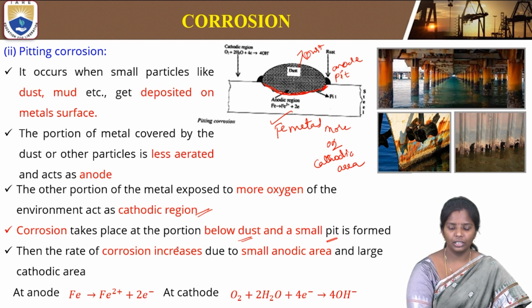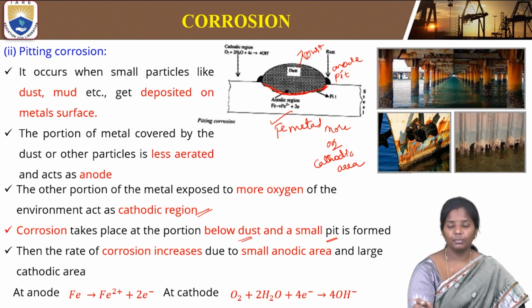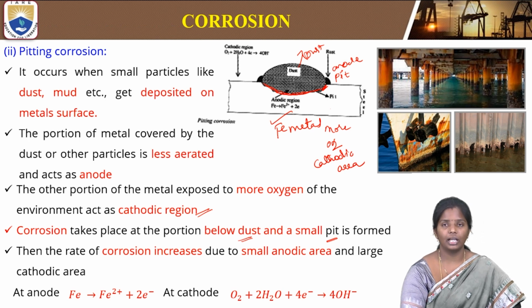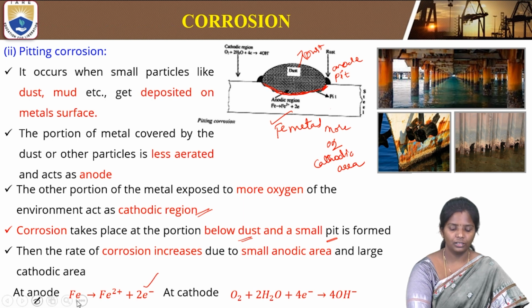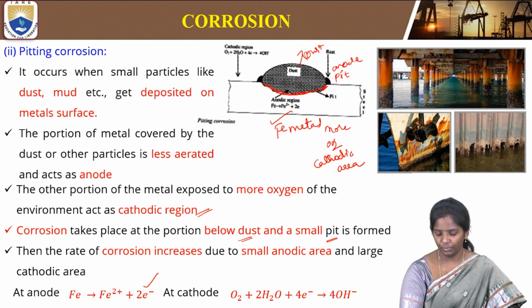Then the rate of corrosion increases due to small anodic area and large cathodic area. When there is a large metal area, the anodic area will be smaller. Due to this difference in anodic and cathodic areas, the rate of corrosion will drastically increase. These are the reactions: the iron oxidizes to Fe+2 and 2 electrons are given, and at the cathode these two electrons are consumed by oxygen and water, forming hydroxyl ions. So this is pitting corrosion.